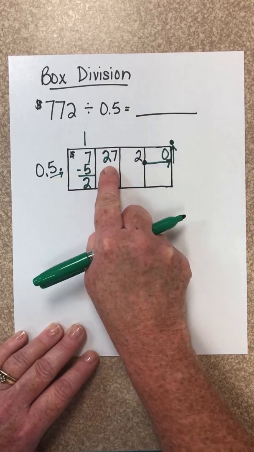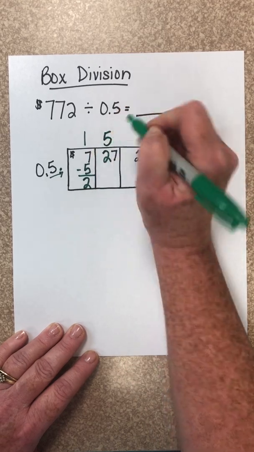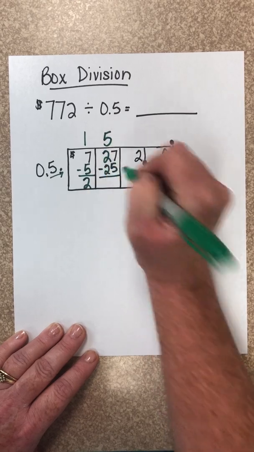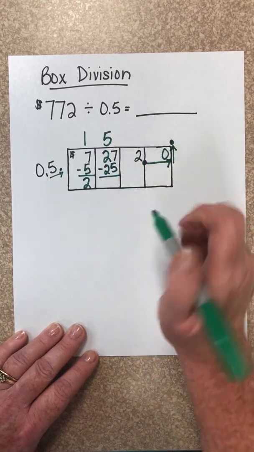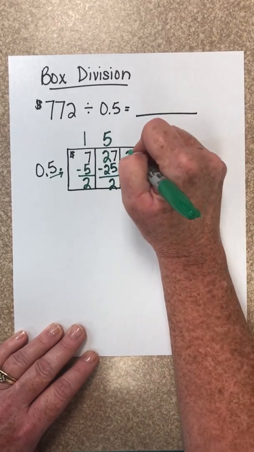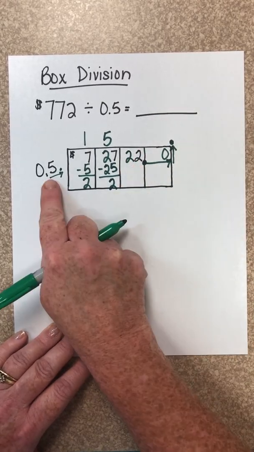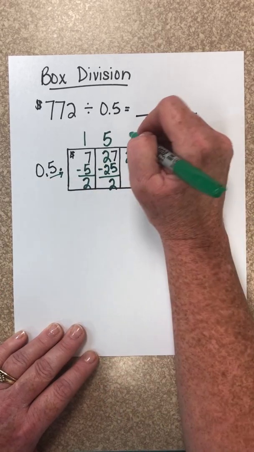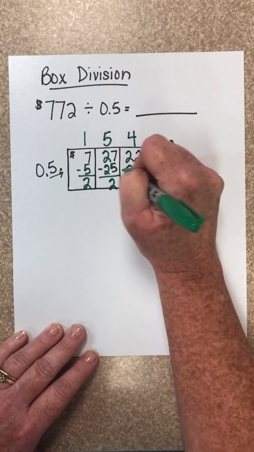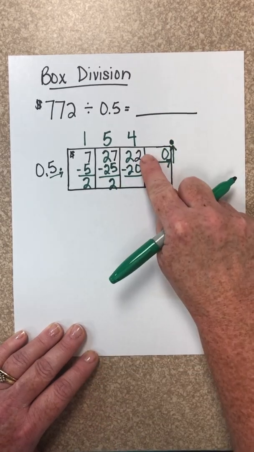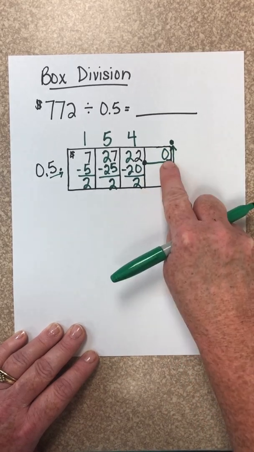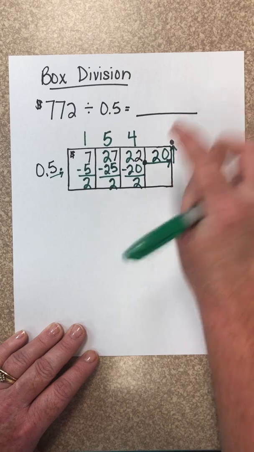How many 5s are in 27? 5. 5 times 5 is 25. And let's subtract. 27 minus 25 is 2. Let's carry that 2 up to the third column, and now we have 22. How many 5s are in 22? 4. 4 times 5 is 20. And subtract again. 22 minus 20 is 2. And now the 2 is going to get carried up to the 0, so now we have 20.